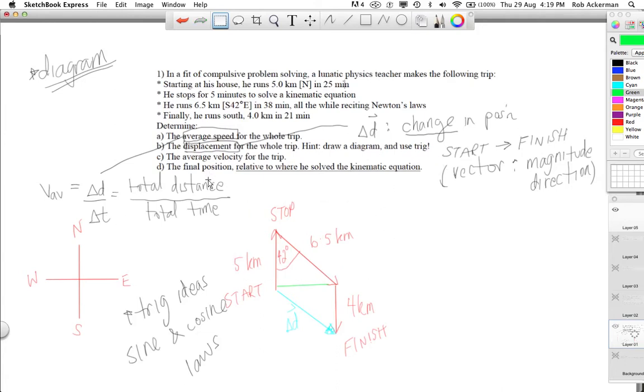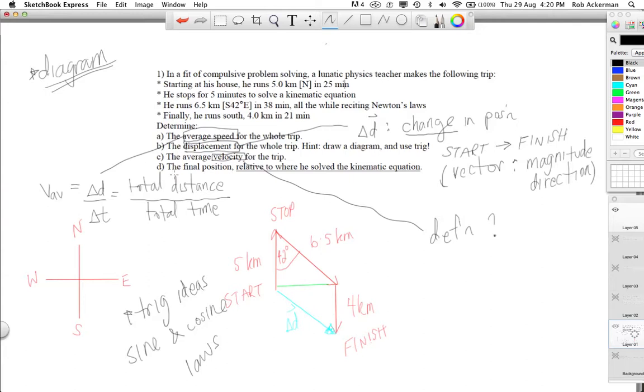Average speed is total distance over time. I think from your diagram you can see what the total distance is. I think you can also figure out the total time if you just read the question carefully. Average velocity, well, at this point I'm going to leave it to you. What is the definition of average velocity? I bet you if you look that up, you might be able to figure out what that is.